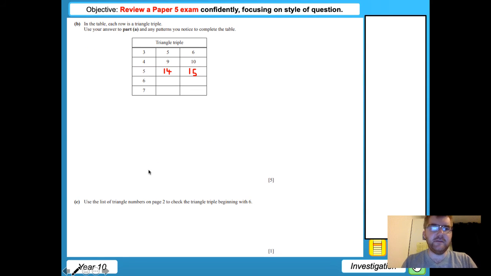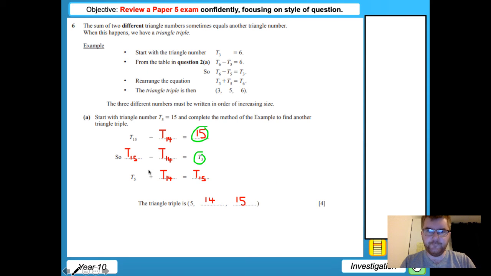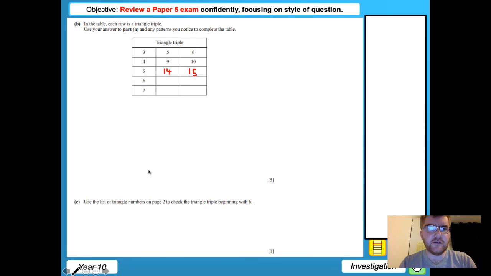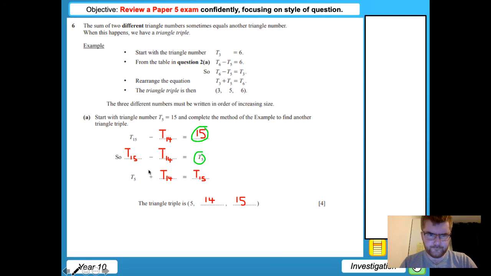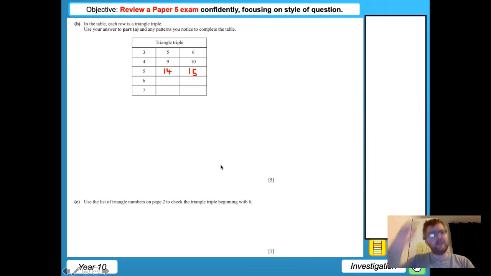I pop that into my table, and now we need to find each of the rows. Now, if you so wished, you could actually go back and work this out for yourself. So you could follow the algorithm to work out what you need to do. So, for example, what's our next one here? The triangle triple for 6, for example, you could work that through to get the 3 numbers that you need. But a quicker way of doing it is to look at the pattern in between the numbers.